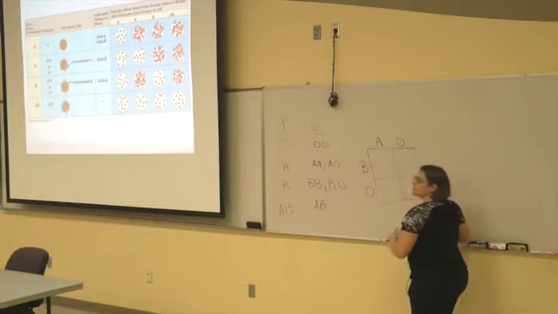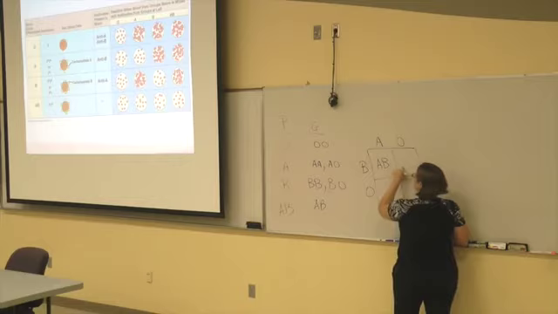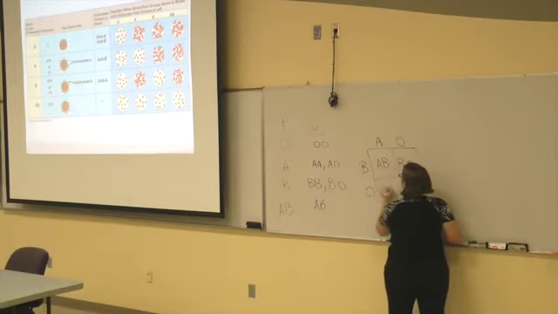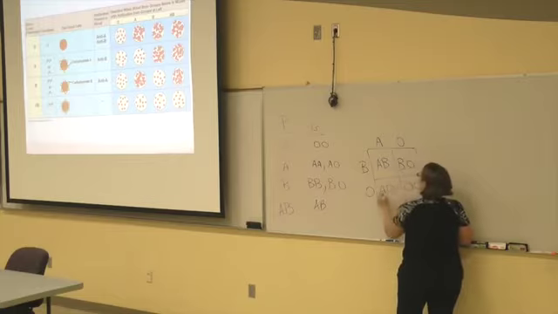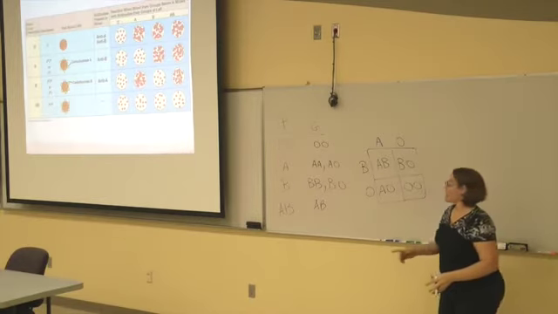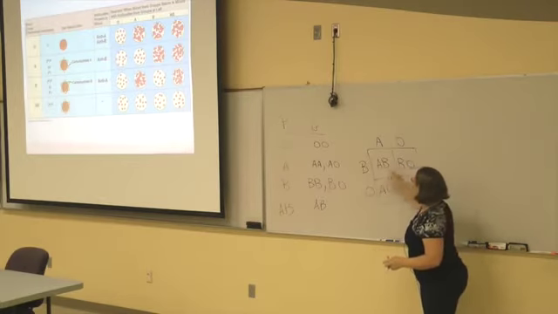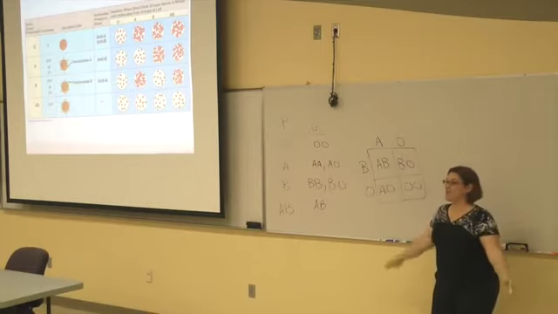So let's see what we got here. What are we going to get? AB, BO, AO, and O. Take a look at that. That's awesome. A cross between a parent who is heterozygous for A and a parent who is heterozygous for B will give you a 25% chance of having babies with any of the blood types.